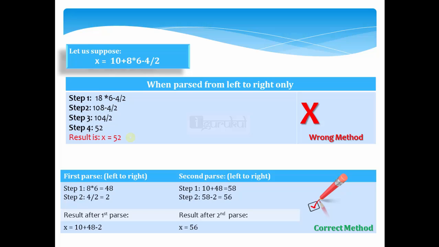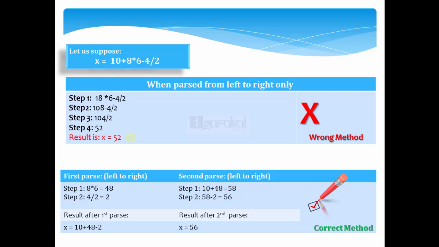Then in second pass, it will again check for the highest priority. Now we are left with only addition and subtraction. So it will traverse from left to right. It will add first 10 plus 48, that is 58. Then in second step, it will subtract 2 from 58, and we will get our result as 56. So this is the correct method to do the sum.